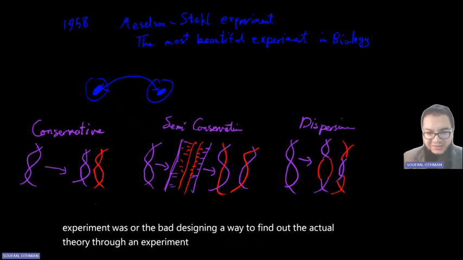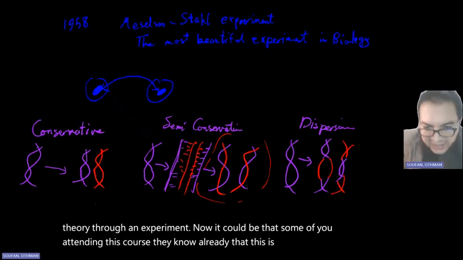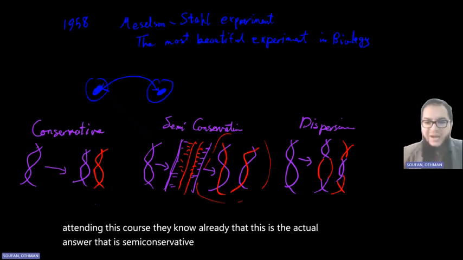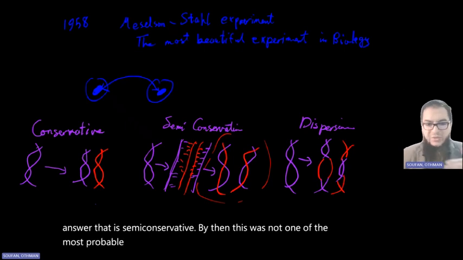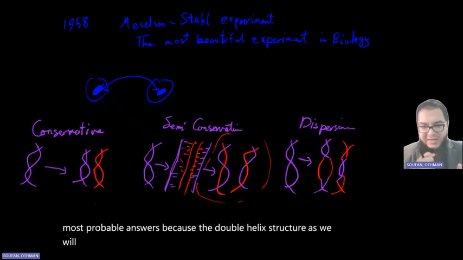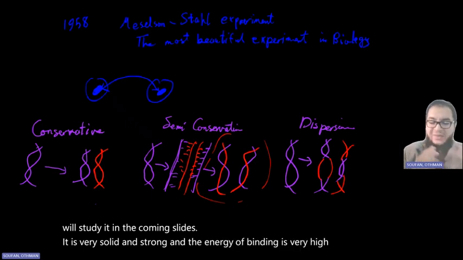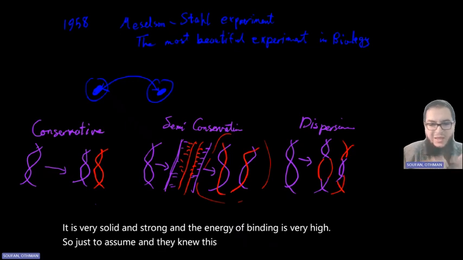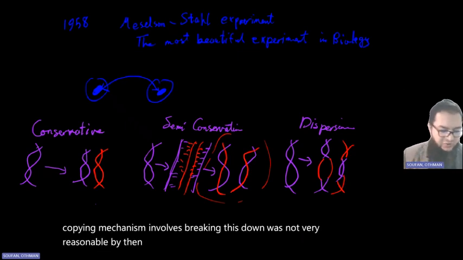Now, some of you attending this course may already know that the actual answer is semi-conservative. By then, this was not one of the most probable answers, because the double helix structure, as we will study in the coming slides, is very solid and strong, and the binding energy is very high. So to assume, and they knew this, that the copying mechanism involved breaking this down was not very reasonable by then. So an experiment was needed.